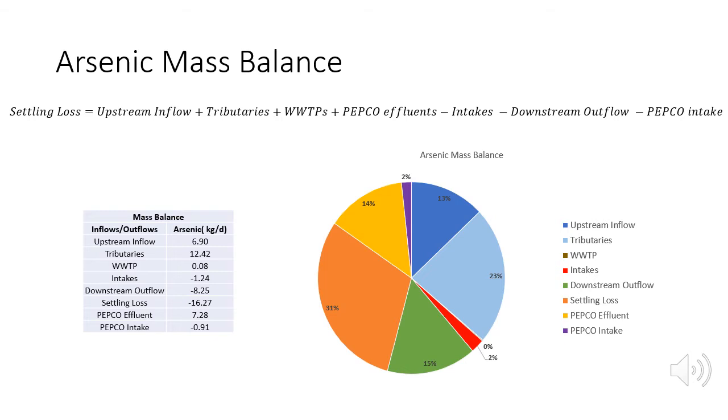If you look at the orange, it's pretty evident that settling loss of arsenic is really significant in my model. 31% of arsenic is settling to the river bottom at any point in time. The 23%, the light blue, is showing the mass that is entering the modeling domain from tributaries, and so that's pretty significant, given my assumptions for background concentrations. And then another thing I'll point out is the yellow, the 14% block, is showing the PEPCO effluent, so quite a significant amount of arsenic is coming to the Potomac River from the PEPCO effluent.